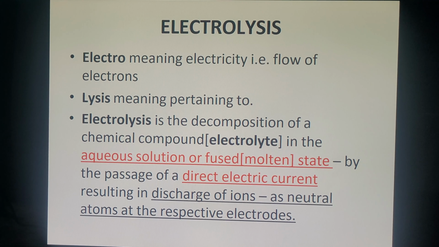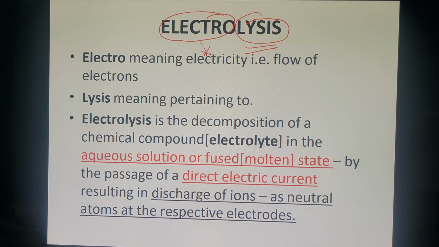So as you are aware, this is one of the most important chapters of grade 10. And the name of the chapter is Electrolysis. You must have read this term in your lower classes. Now, as you can see, this word, electrolysis, comes from two different words: electro and lysis. The word electro means nothing but electricity. And whenever we use the word lysis, it means to break something. So, putting the words together, the meaning of the word electrolysis is breaking a compound with the help of electricity.